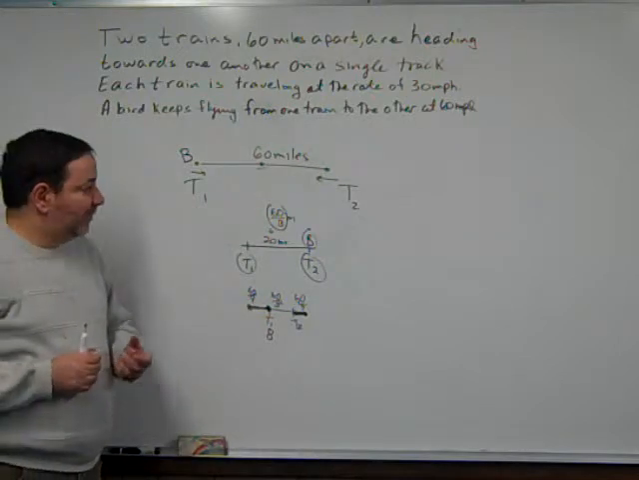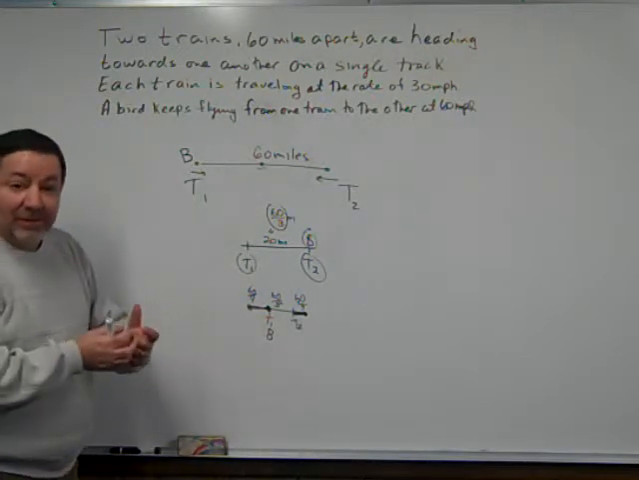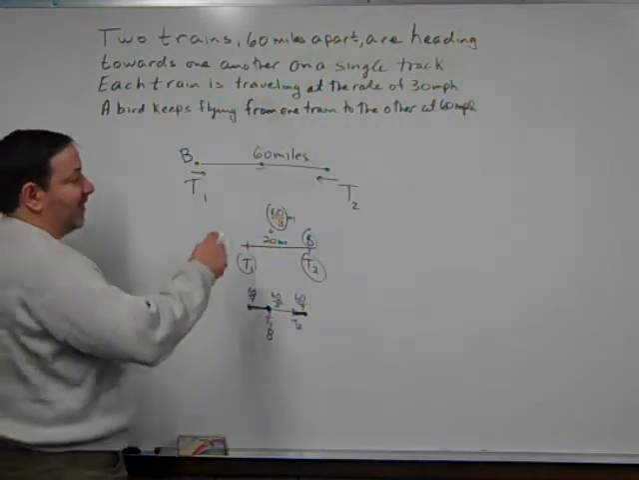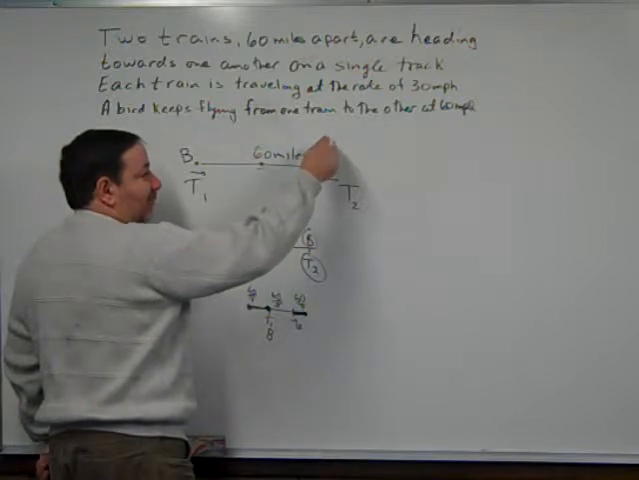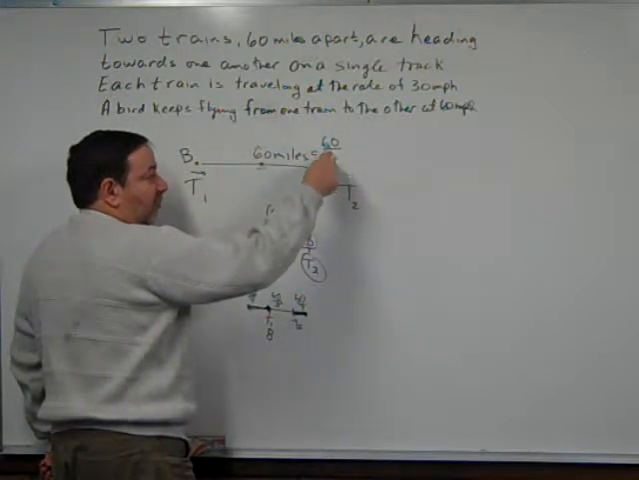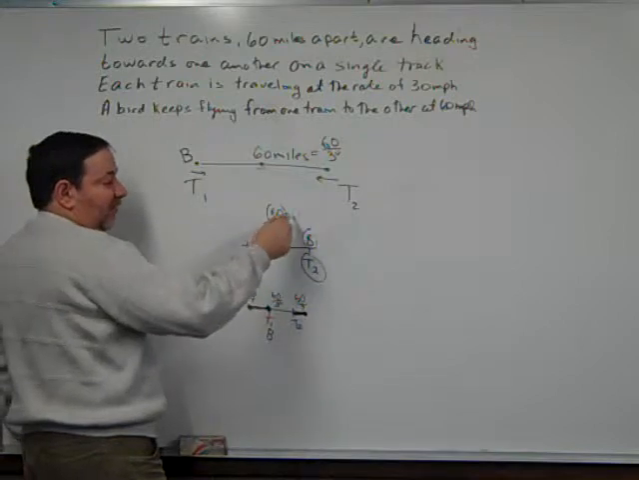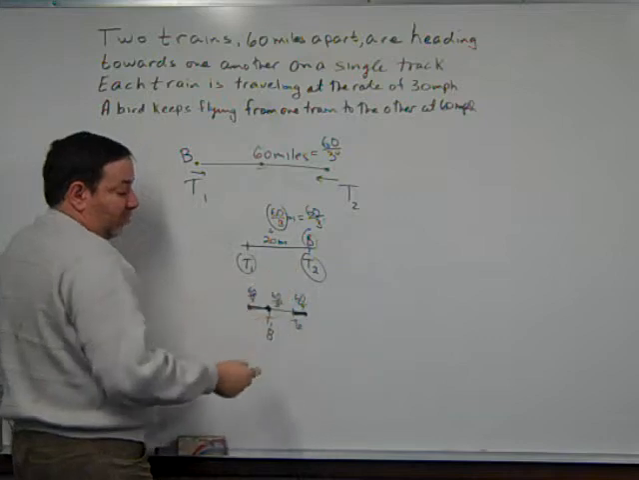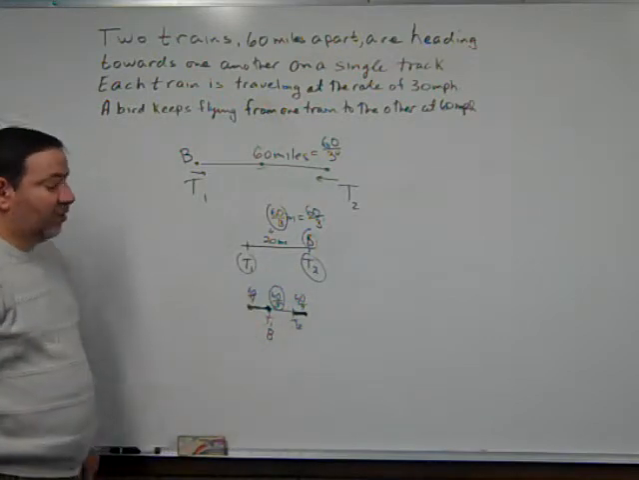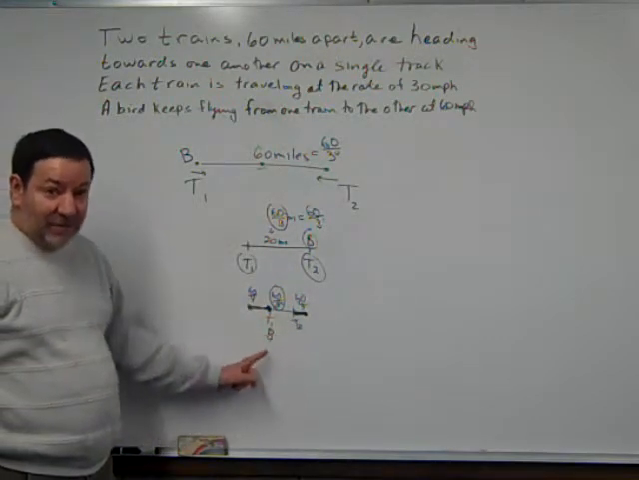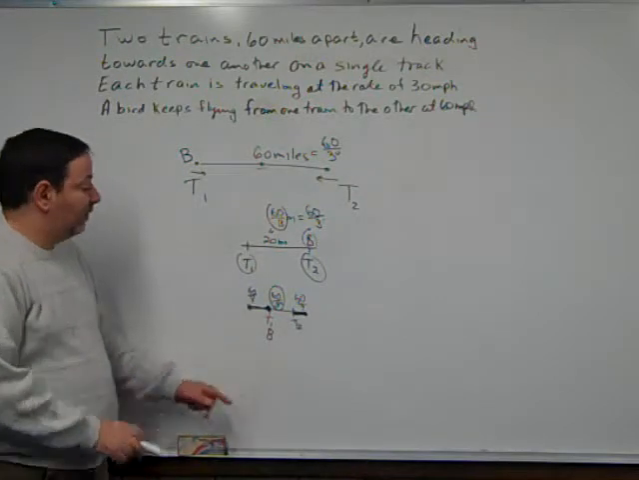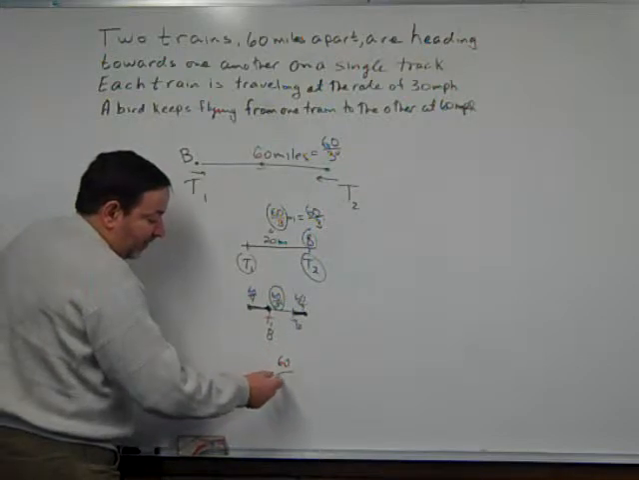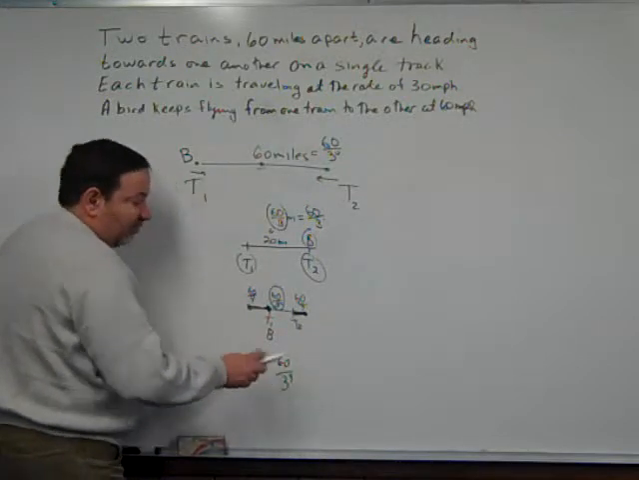What you need to keep seeing is that 1/3 of the distance remains. 60 is the same as 60 over 1, which is 60 over 3 to the 0. 60 over 3 is the same as 60 over 3 to the 1. And then the distance between the two trains after the bird meets one of the trains is going to be 60 over 3 squared. And then it's going to be 60 over 3 cubed, etc.